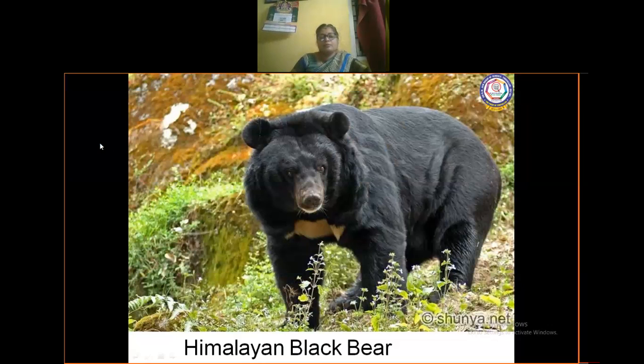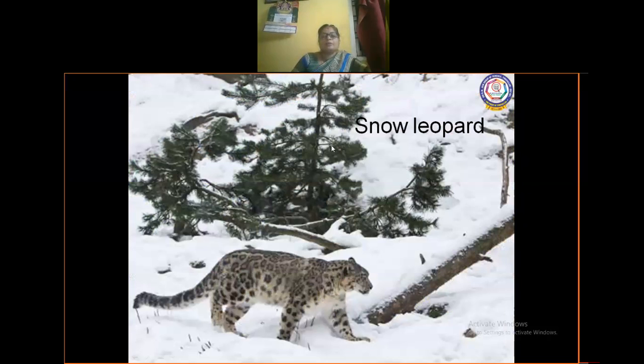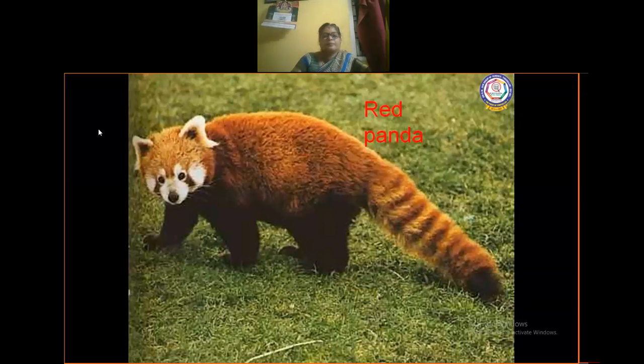Himalayan black bear, snow leopard. It has its own structure, not like the normal leopard. According to the cold, the snowy area, it's white in color and has fur too to protect it from the cold. Here, red panda. So you can see how furry the body is, that protects it from the severe cold in Ladakh.